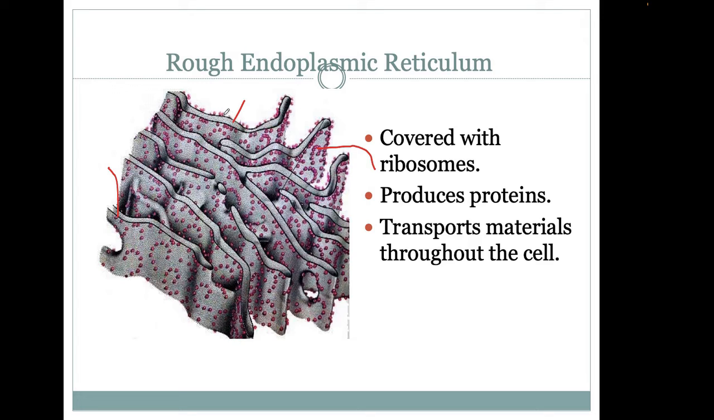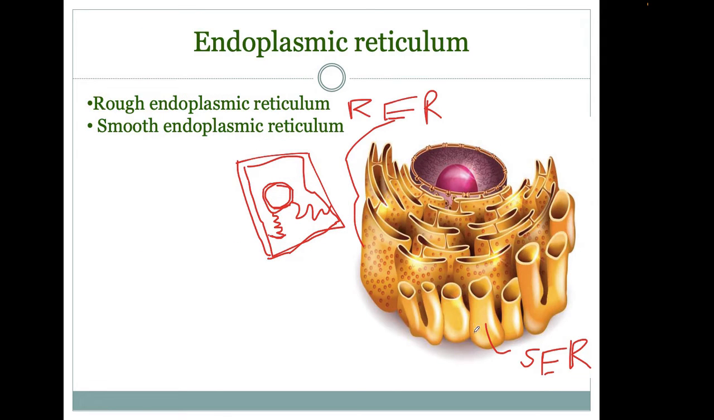In agranular ER, these are also called the smooth endoplasmic reticulum. In this type, the ER membranes do not show ribosomes and appear with a smooth surface.